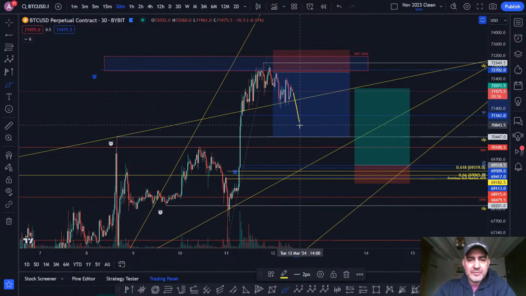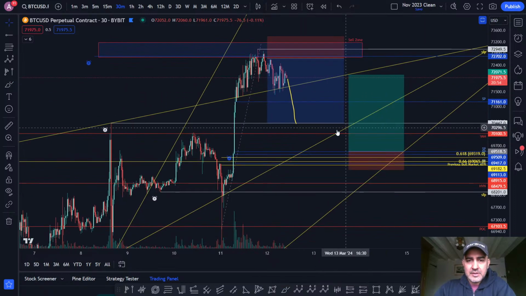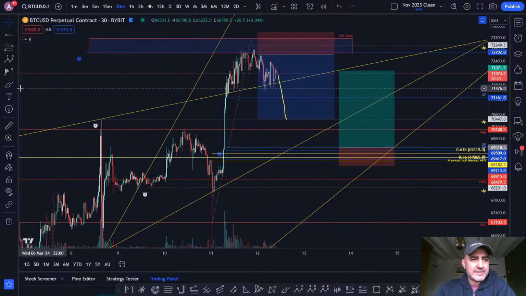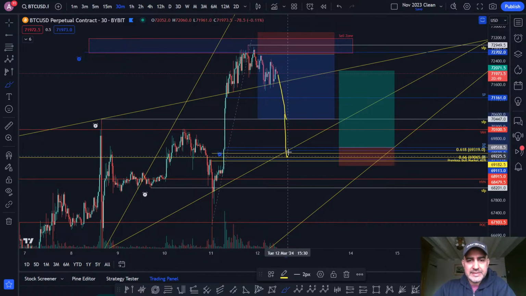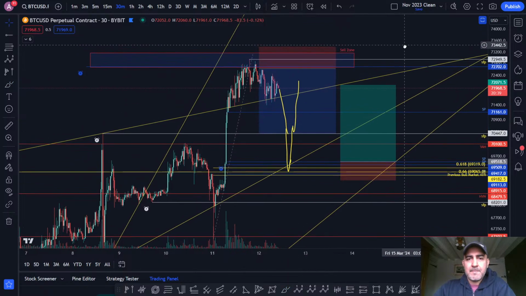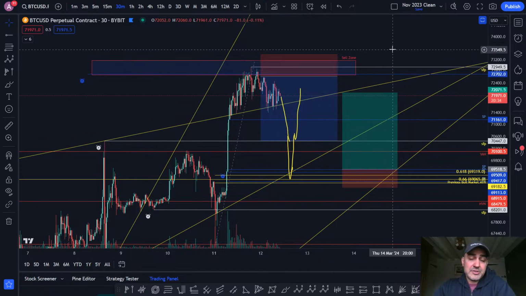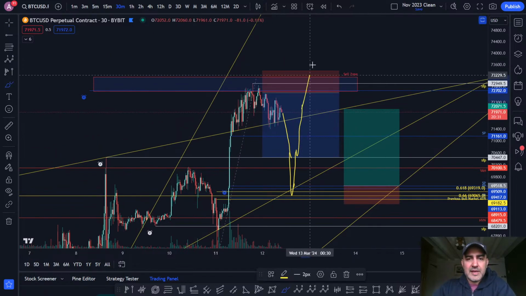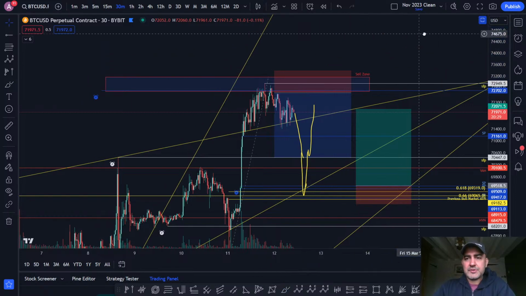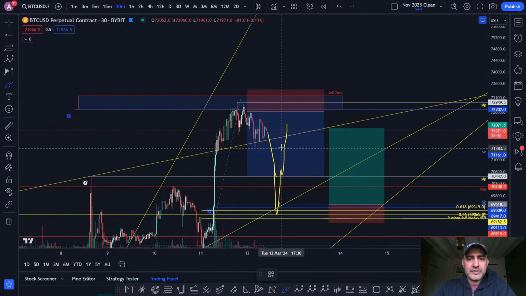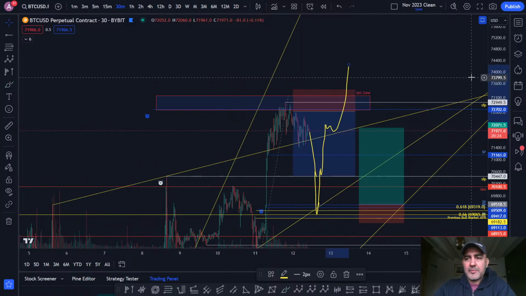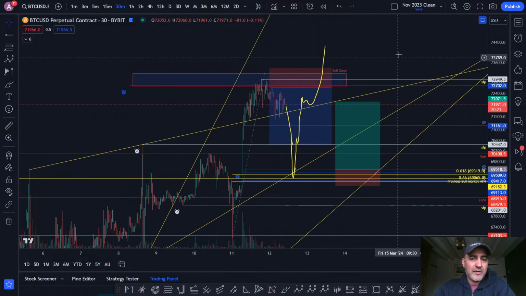Let's just say for the sake of argument we go down. And let's just say it gets really violent and aggressive and we just clear out all of this liquidity down into my little buy zone. The price could snap back up. And it could be snapped right back up. And you have a little V shape potentially. Why not? And you're now going, oh shit, you're now going for higher prices. You have to be aware of that too.